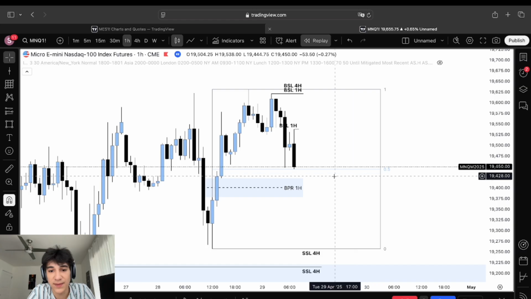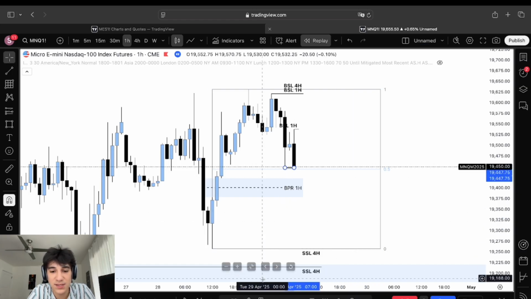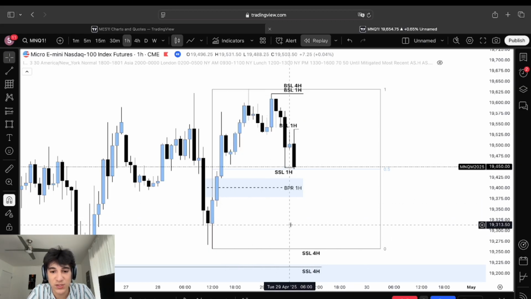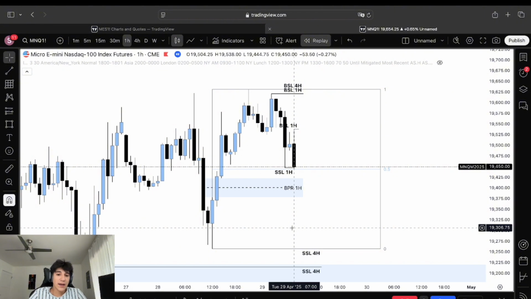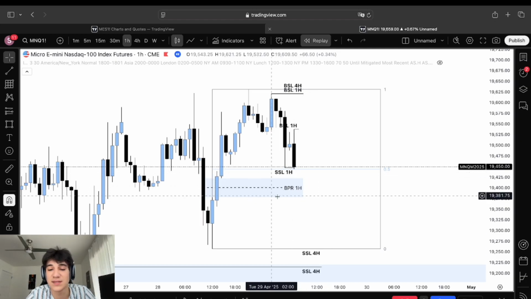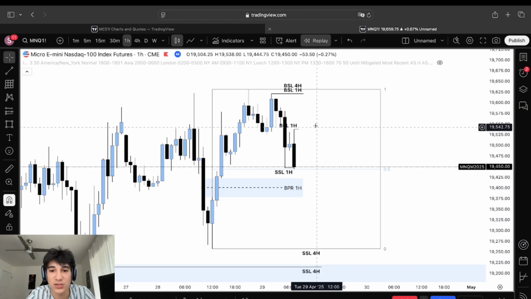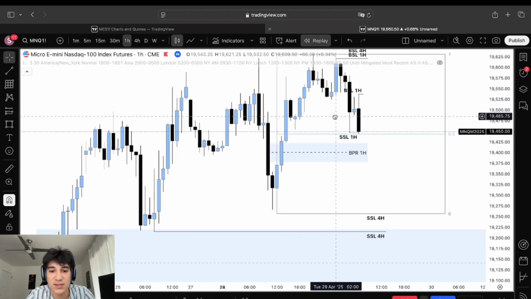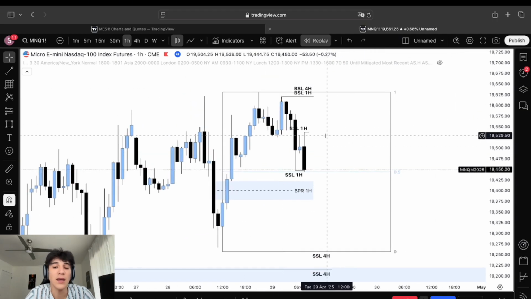and then for sell side liquidity, we have this sell side low right here that we swept out pre-market. What I was mainly looking forward to was this 1 hour BPR getting tapped into, because it's in equilibrium, and seeing a reaction to the upside and continuing this overall uptrend that we are in right now.